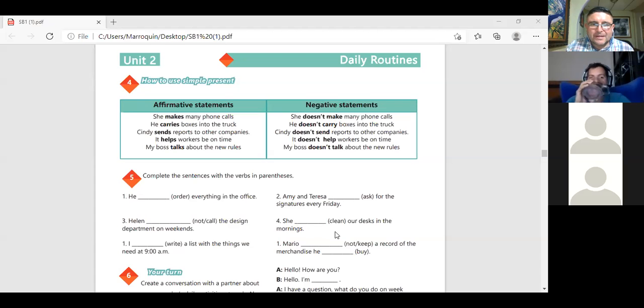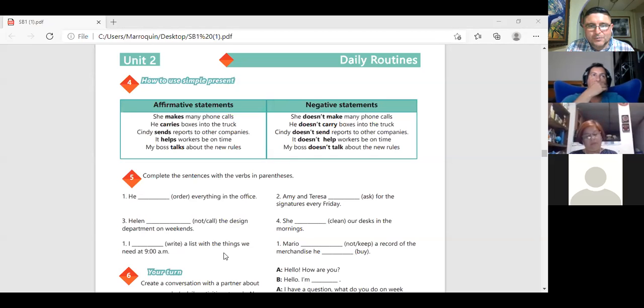Very good. Okay, aquí hay un error. Le pusieron otra vez uno y uno cuando tendría que haber sido cinco y seis. So, what is the answer for this one? I write a list with the things we need at 9 a.m. Okay, and what is number six with Mario? Mario doesn't keep a record of the merchandise he buys.